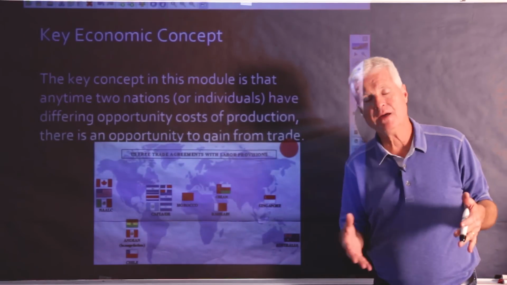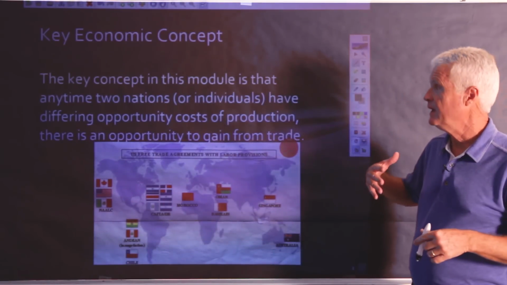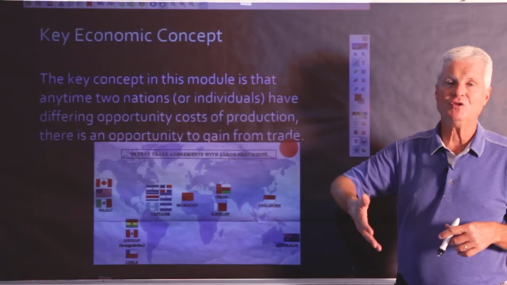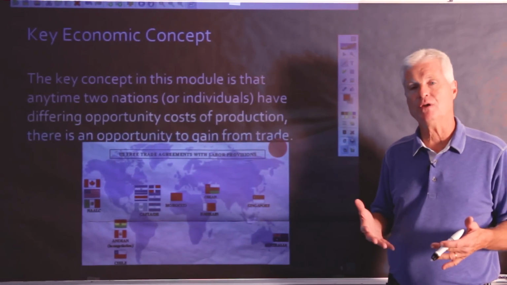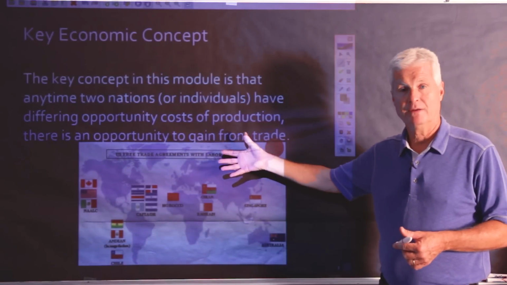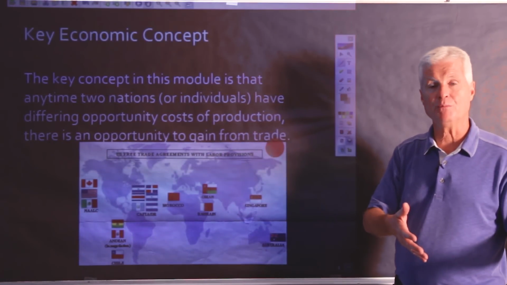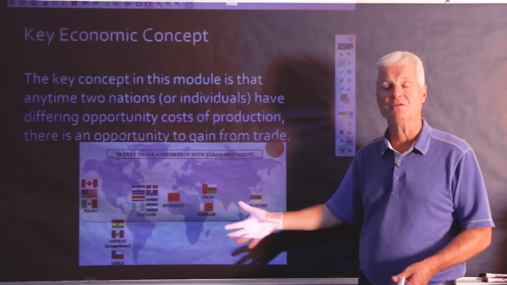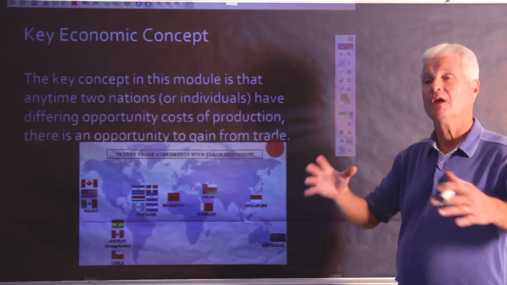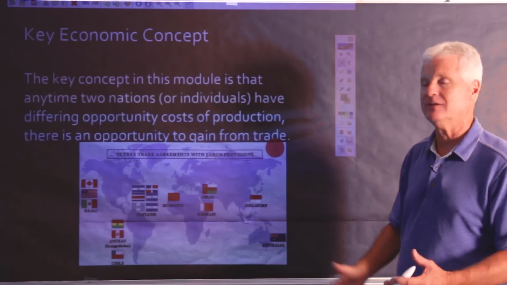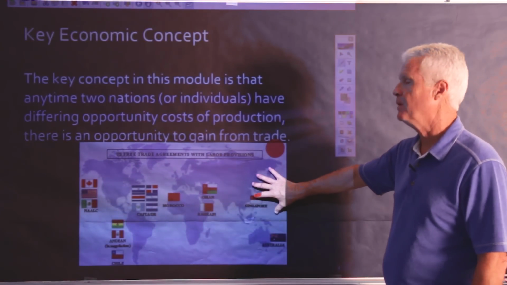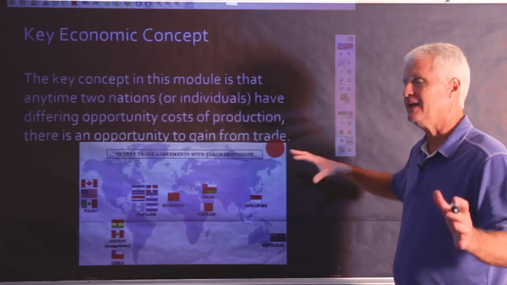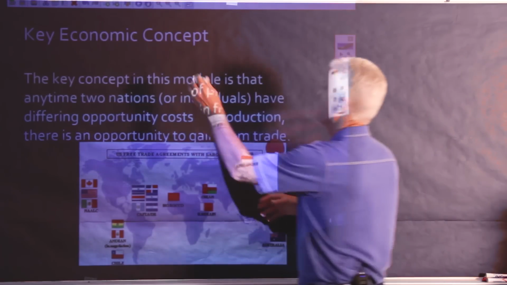Okay, the key concept in this module is that two nations that have different opportunity costs can trade, okay? Because one will have the comparative advantage in one of the goods and the other will have it in the other good. And that always works unless they have the exact same opportunity cost, which seldom happens, and so there'll be gains from trading.